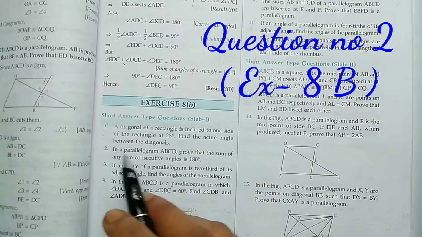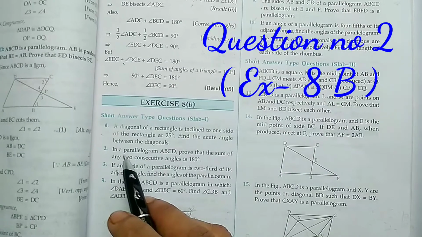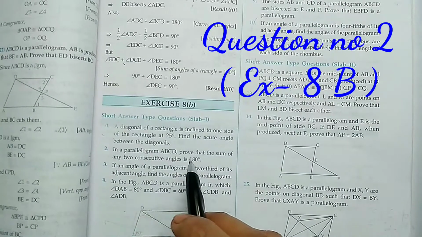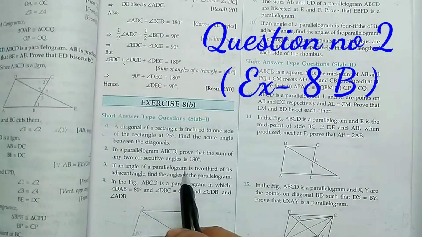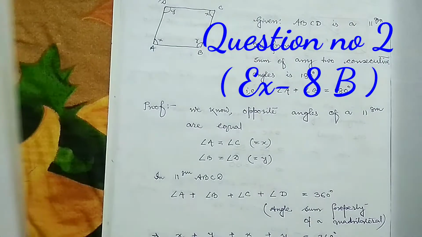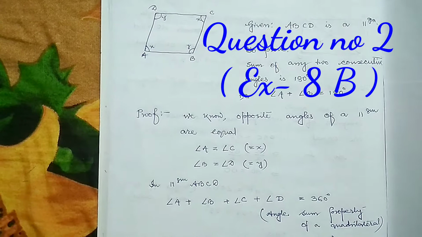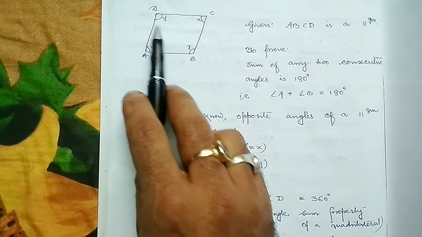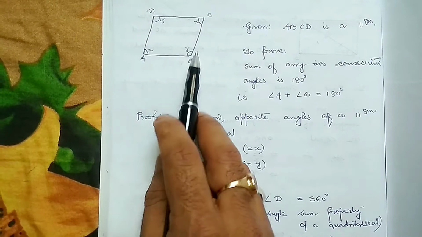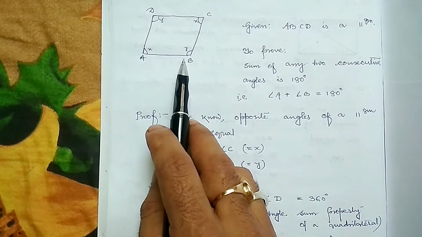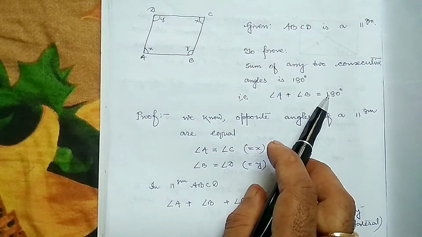Let me discuss question number 2. It is given that ABCD is a parallelogram, and we have to prove that the sum of any two consecutive angles is 180 degrees. So let's solve the sum. Here ABCD is a parallelogram and we have to show the sum of any two consecutive angles. I can consider these two or these two. The sum of two consecutive angles equals 180.